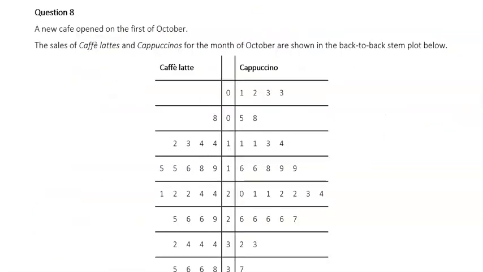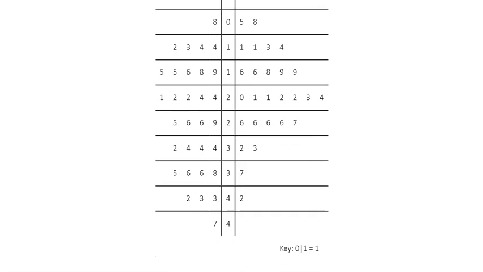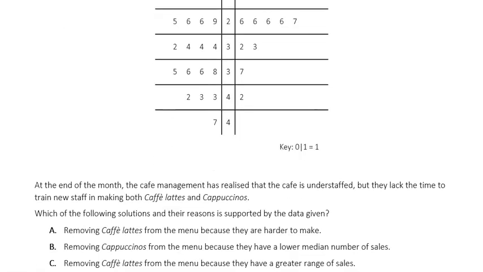Question 8. A new cafe opened on the 1st of October. The sales of cafe lattes and cappuccinos for the month of October are shown in the back-to-back stem plot below. At the end of the month, the cafe management has realised that the cafe is understaffed, but they lack the time to train new staff in making both cafe lattes and cappuccinos. Which of the following solutions and their reasons is supported by the data given?